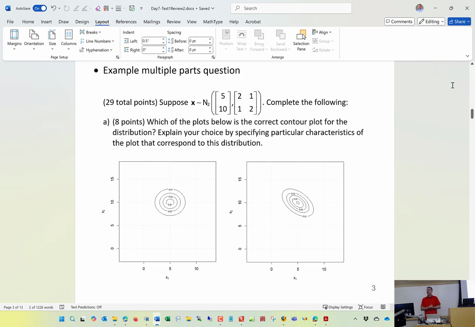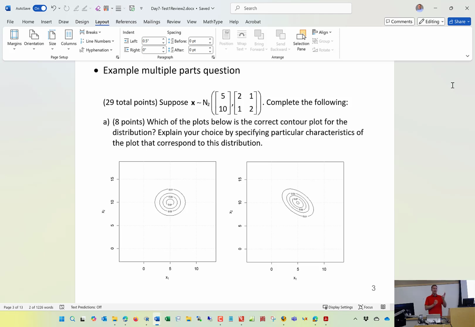So this is a multivariate normal problem. Suppose X has this particular multivariate normal. Complete the following. Part A, which of the plots below is the correct contour plot for the distribution? Explain your choice by specifying particular characteristics of the plot that correspond to this distribution. So what might be the first thing that you do here? Check if the means are in the right spot.